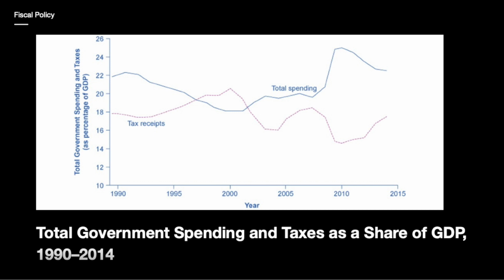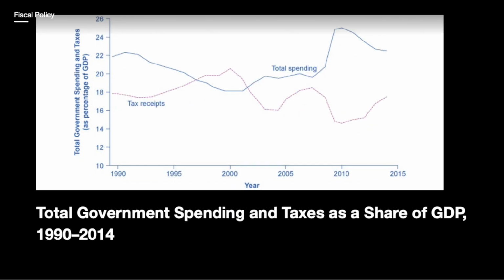Total government spending and taxes as a share of GDP from 1990 to 2014. When government spending exceeds taxes, the gap is a budget deficit. When taxes exceed spending, the gap is a budget surplus. The recessionary period starting in late 2007 saw higher spending and lower taxes combining to create a large deficit in 2009.